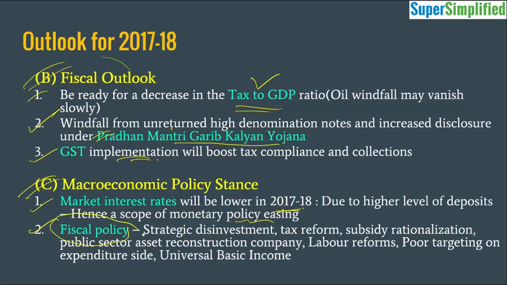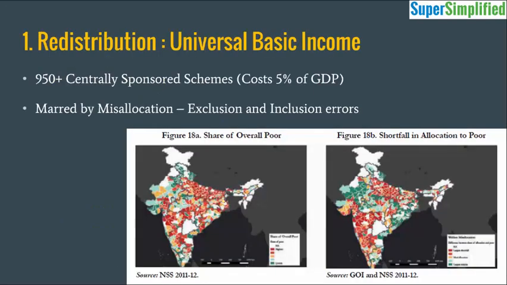It talks about some of the reforms which are required in the near future: strategic disinvestment of the public sector undertakings, tax reforms, subsidy rationalization, then a public sector asset reconstruction company. It talks about labor reforms. It talks about poor targeting on the expenditure side, and it talks about a very interesting topic called universal basic income, which we will be reading in the coming slides. Right, so let's move ahead.